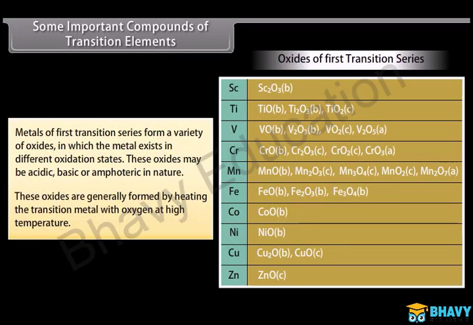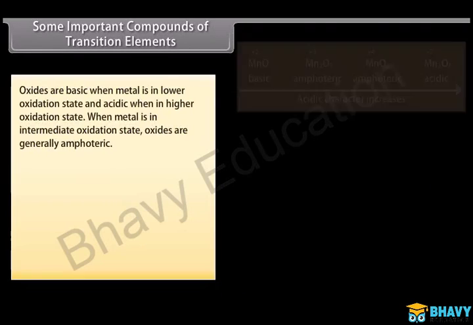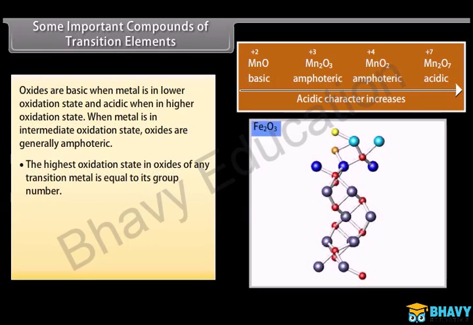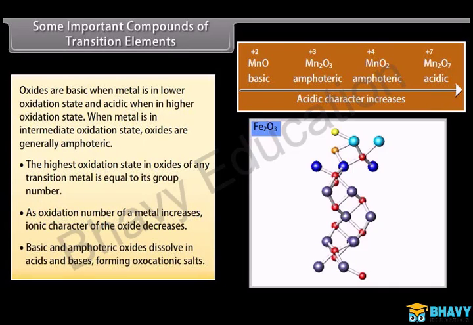These oxides are generally formed by heating the transition metal with oxygen at high temperature. Oxides are basic when the metal is in lower oxidation state and acidic when in higher oxidation state. When the metal is in intermediate oxidation state, oxides are generally amphoteric. The highest oxidation state in oxides of any transition metal is equal to its group number. As the oxidation number of a metal increases, the ionic character of the oxide decreases. Basic and amphoteric oxides dissolve in acids and bases, forming oxocationic salts.